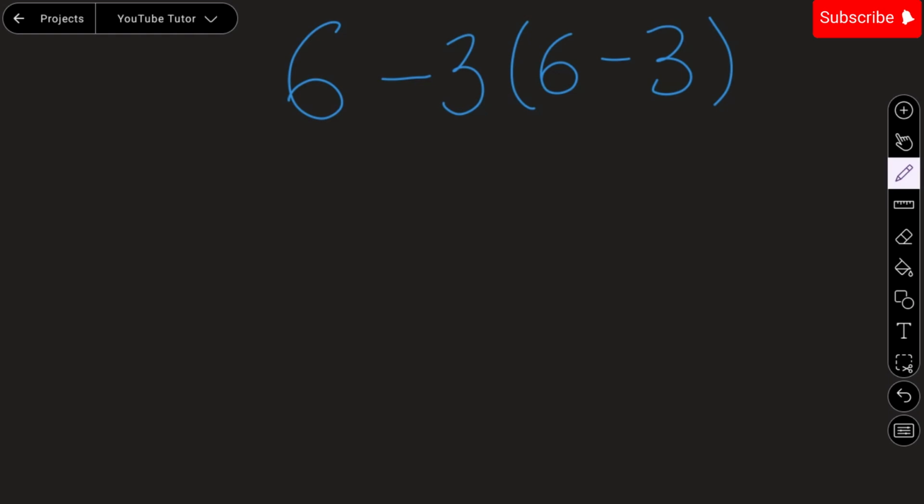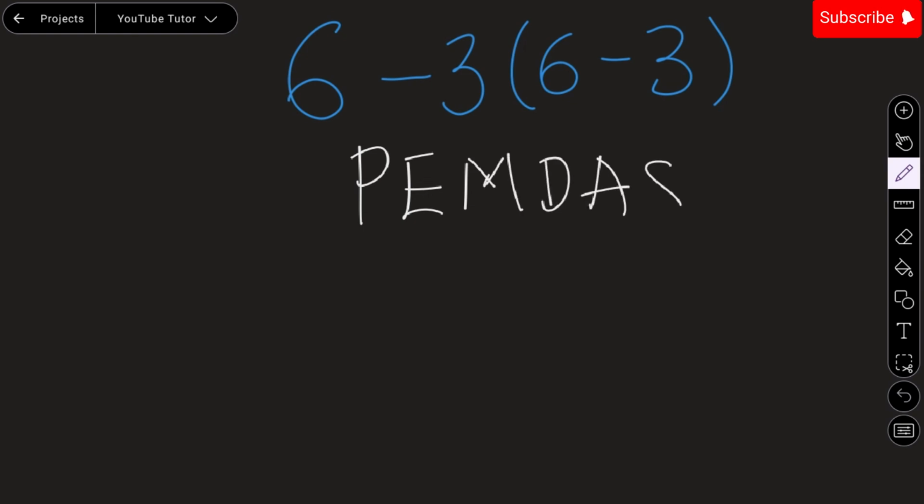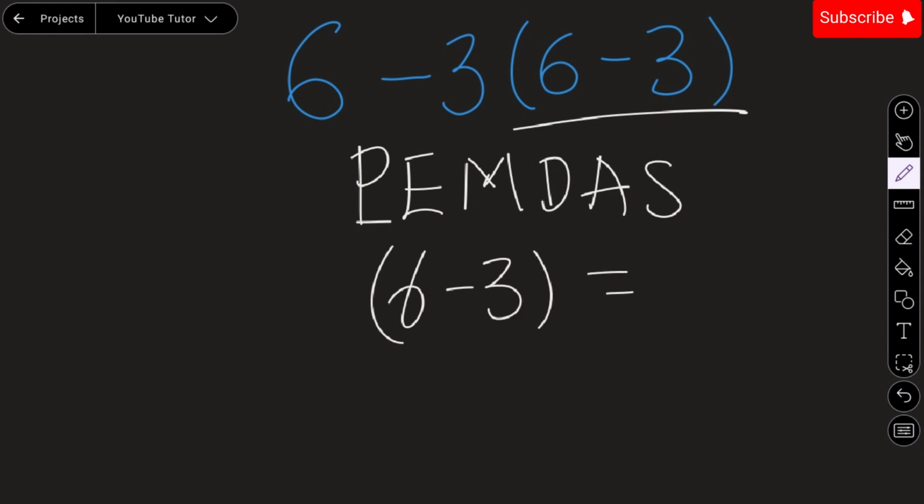Hello everybody. Today we have this question which says 6 minus 3 times (6 minus 3) in parentheses. Okay, so we are going to use what we know as the PEMDAS rule. With the PEMDAS rule, parentheses come first, and in this question there is a parentheses, or what others know as a bracket. So that alone will give us a difference of 3.